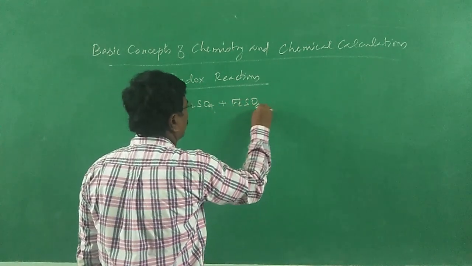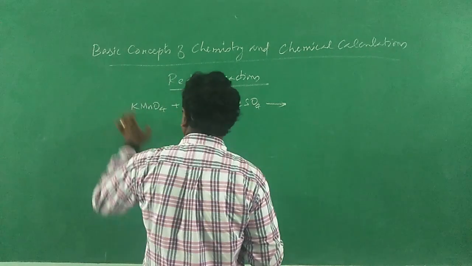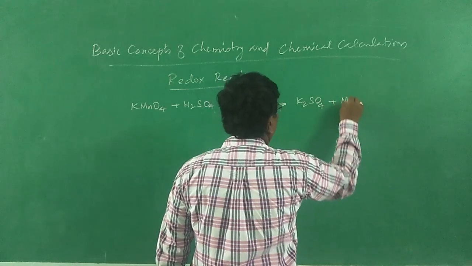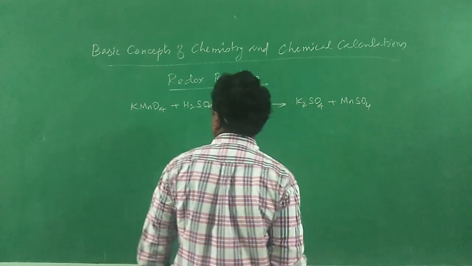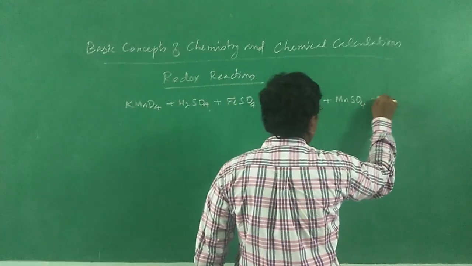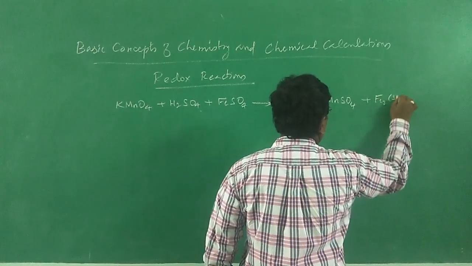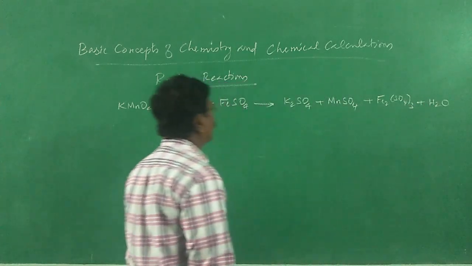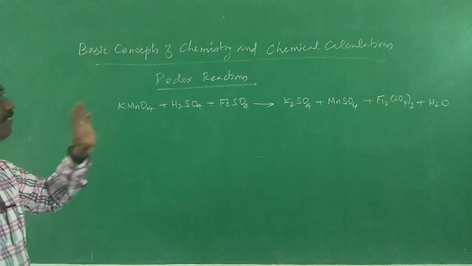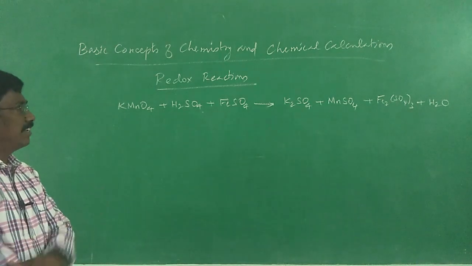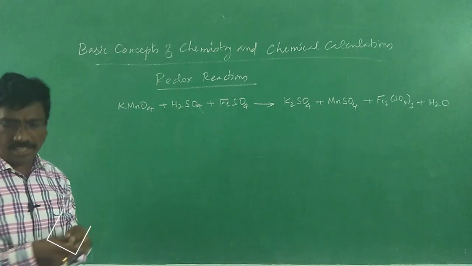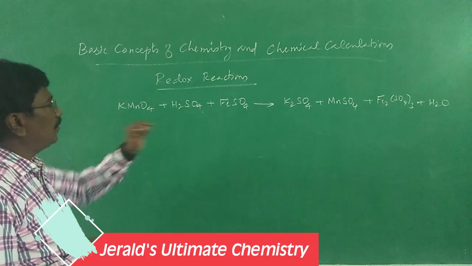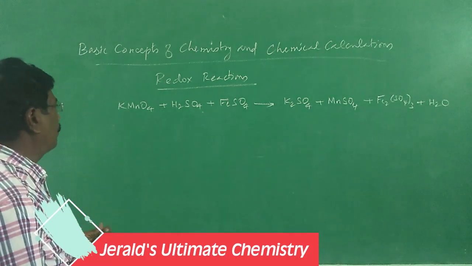It oxidizes ferrous sulfate into ferric sulfate. During that process, potassium becomes potassium sulfate, manganese becomes manganese sulfate, and hydrogen becomes water. So ferrous sulfate becomes ferric sulfate. We say it is oxidation of ferrous sulfate into ferric sulfate. But whenever we say oxidation, reduction is also involved. That's why we say redox reaction. In terms of oxidation number, how do we say that it is a redox reaction?